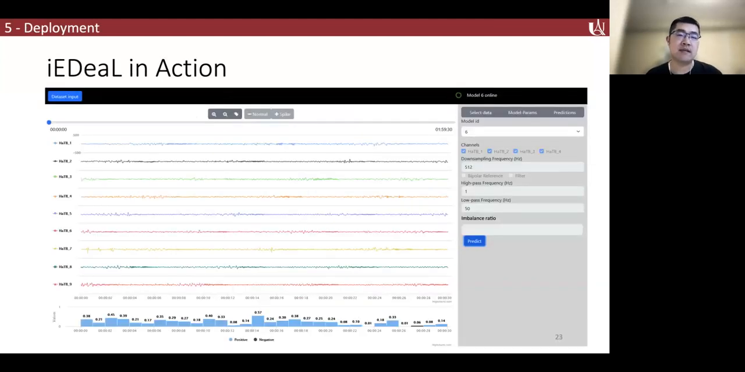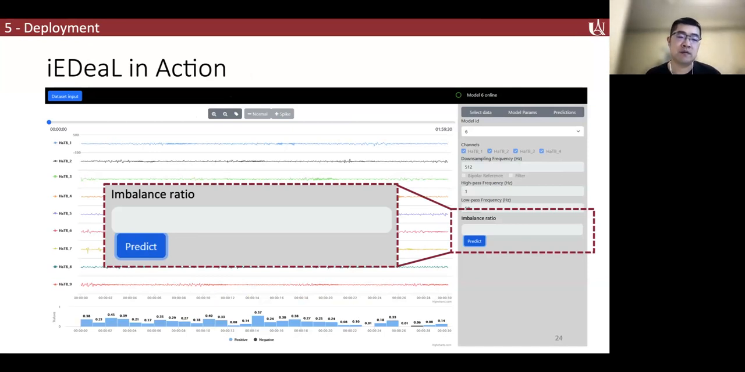Further, to facilitate the study of neuroscientists, we implemented IDEAL in software, as we show here. In this software, neuroscientists can upload their dataset, and zoom in and out to check the details of each channel or each time frame. They can also select the model, train it, and check the predictions on the bottom line. They can also explore some preprocessing steps for each dataset. Furthermore, as mentioned before, we introduced the imbalance ratio as an explicit tuning knob for neuroscientists to fine-tune the model based on their domain knowledge.